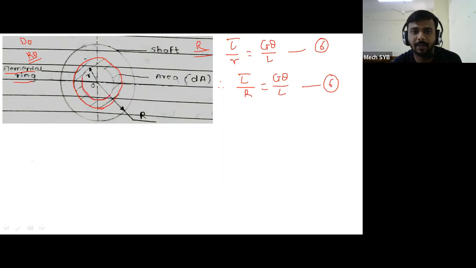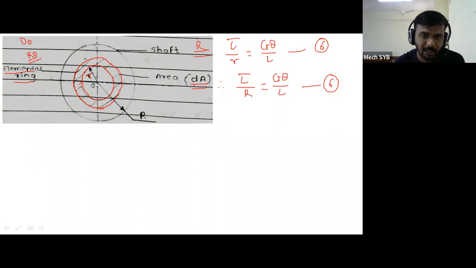This is the elemental ring, meaning one small portion. We are considering one small portion of the shaft for the further derivation, and that elemental ring has radius as a small r and the cross sectional area dA.